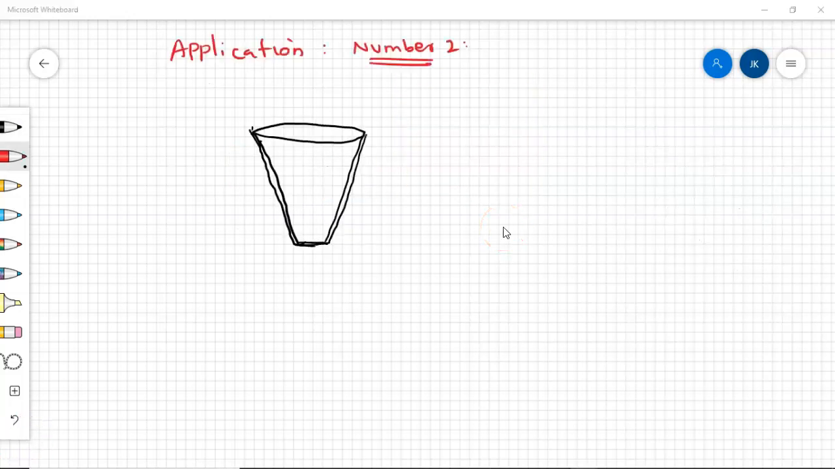Application number two. Now we test this glass, the glass cup. Is it more stable or less stable? And how does the manufacturer make some modification to improve its stability? Here if you see the bottom, it is narrower. So the center of gravity will not be closer to the base, because it is narrower and it has less mass. So what happens, the center of gravity will go higher, more away from the base.